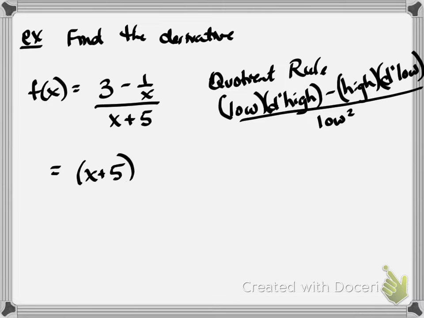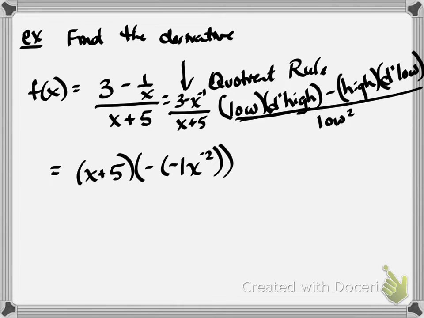We'll use parentheses because we're doing a whole lot of multiplying here. The derivative of the high, the derivative of the numerator, let's actually rewrite that numerator just a teeny bit. Let's change that to 3 minus x to the negative 1 over x plus 5. Now it's in a friendlier form so that we can take its derivative more easily. So the derivative of the numerator, the derivative of 3 is 0, and then it's minus the derivative of x to the negative 1. That negative 1 comes down in front of the x, and the x's exponent goes to 1 less. So it's that.